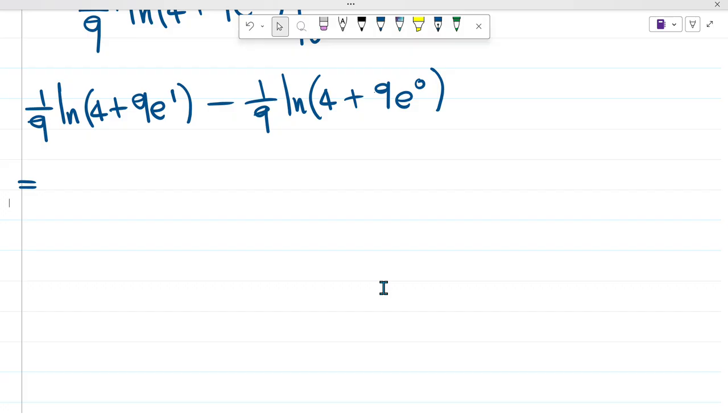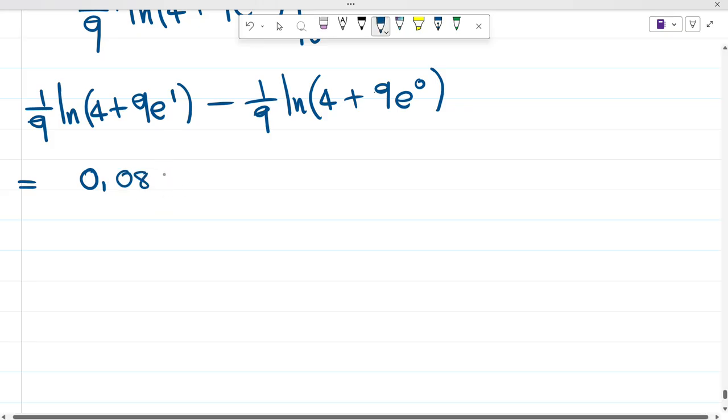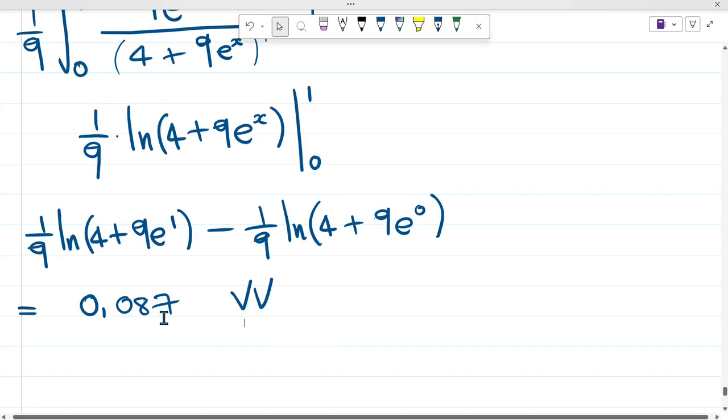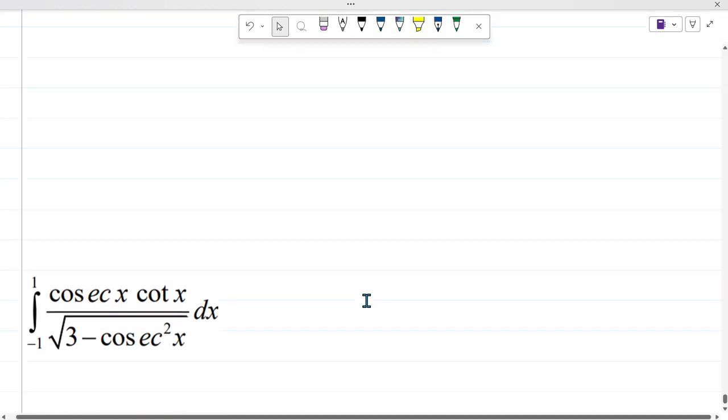Okay, 0 and 1. I should get 0.087. Just a second, my calculator is still loading. I'm trying to just integrate using the calculator. So yeah, I am getting 0.087. So this should be the correct answer for that question. You should have gotten 0.087 as well.